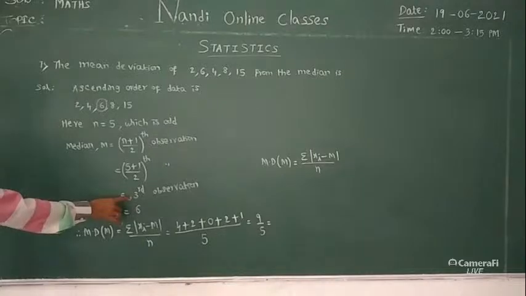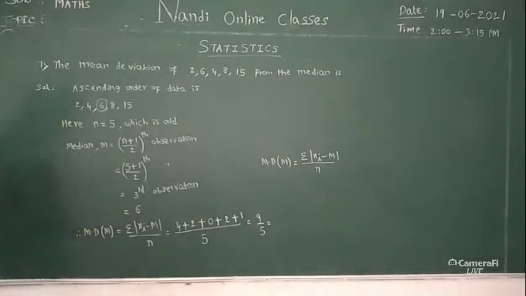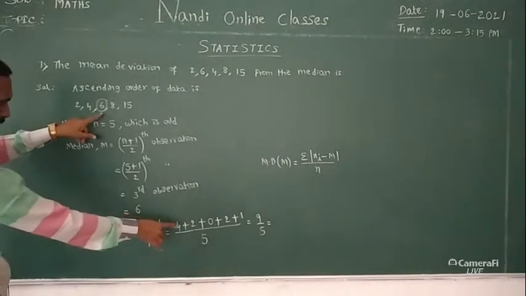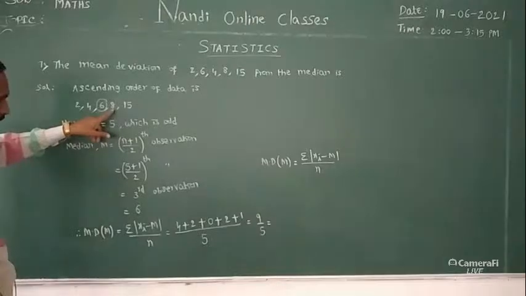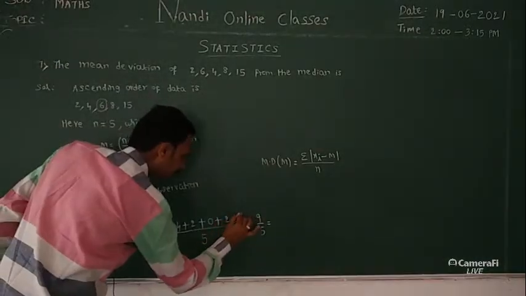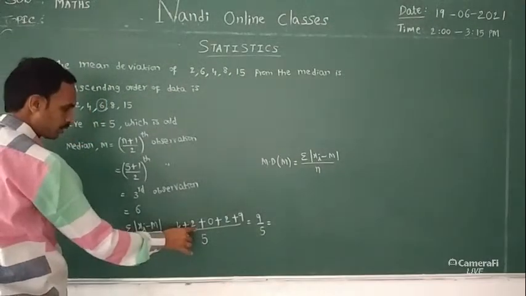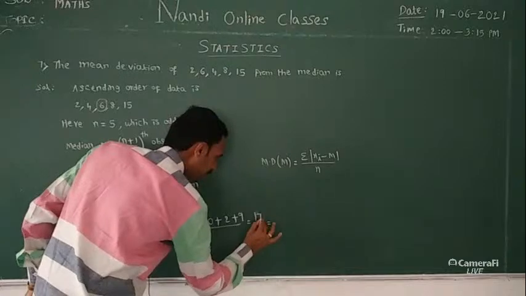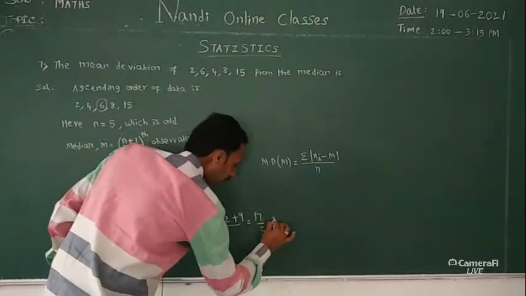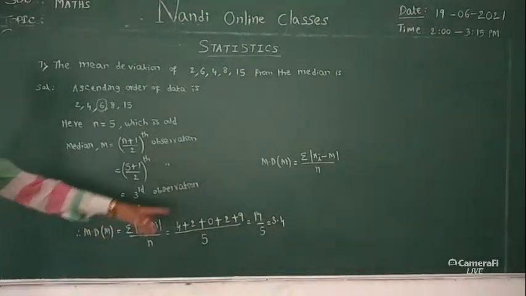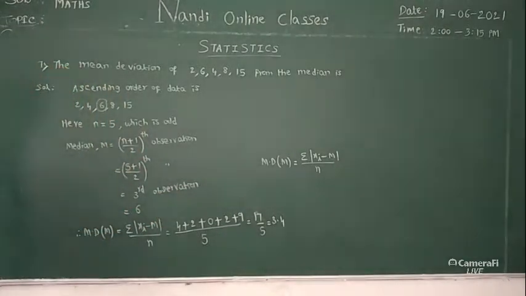Okay, here the third observation is 6. So 2 minus 6 is 4. 4 minus 6 is 2. 6 minus 6 is 0. 8 minus 6 is 2. 15 minus 6 is 9. Sorry, here 9 is there. 4 plus 2 is 6, 8, 17. So 17 divided by 5. 5 threes are 15, 5 fours are 20. So the mean deviation about median is 3.4. Write it.